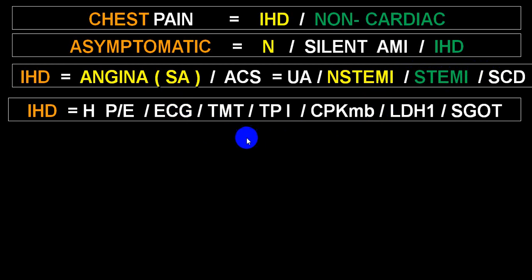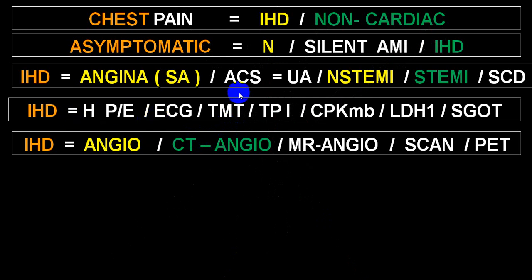But along with ECG, if you go for troponin or CPK-MB, they will be negative in unstable angina, positive in non-STEMI, and also positive in STEMI. By and large, LDH1 and SGOT are routinely not done. In case of stable angina, to confirm, you might require a TMT, which on exercise will show you the appearance of ST segment changes, particularly in aVR and chest leads. It is quite significant, so that will be helpful in case of stable angina.